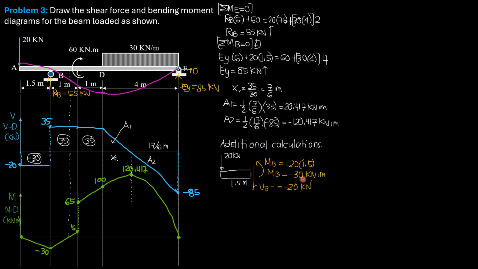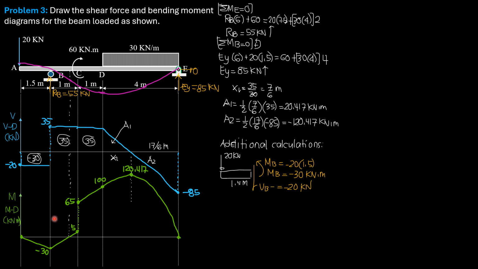negative 30 kilonewton meters. So remember that at the overhangs the moment is negative. If you look at the elastic curve, it is concave downward. So y double prime, the moment, is negative, concave downward. So that's why the moment is negative.